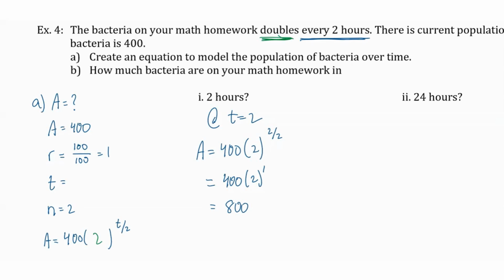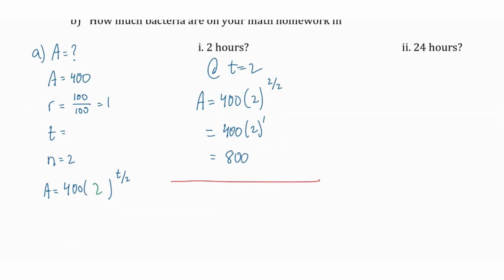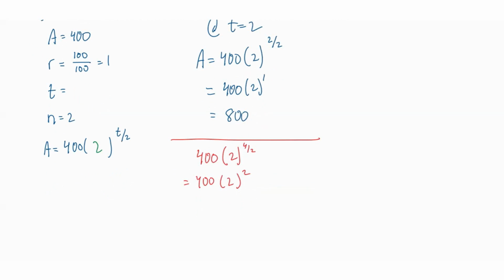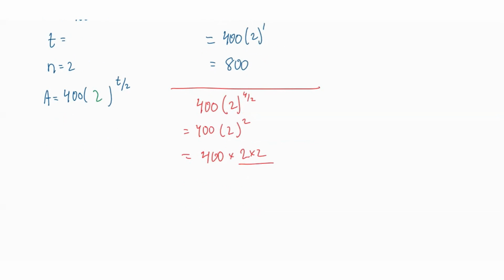What if it was 4 hours? You don't have to write this down. You can just maybe just watch. It'd be 400 times 2 to the 4 over 2, which is 400 times 2. 4 divided by 2 is 2 to the 2. And what does 2 to the 2 mean? It means 400 times 2 times 2. 2 squared is 2 times 2, right? 2 cubed would be 2 times 2 times 2. So it's doubling twice. 400 times 2 is 800. Times 2 again would be 1600.